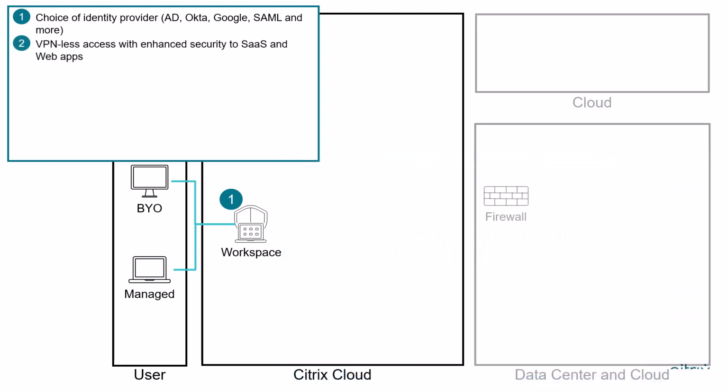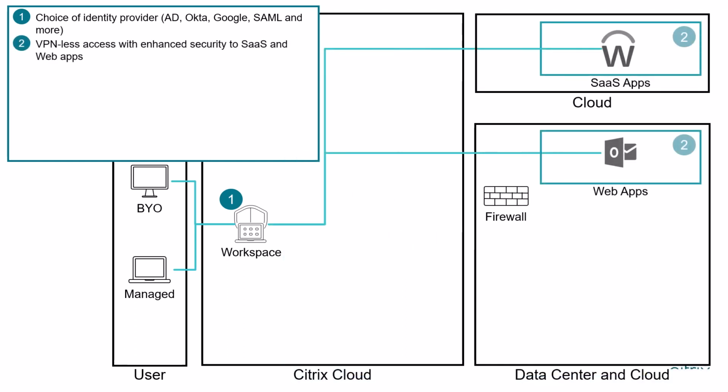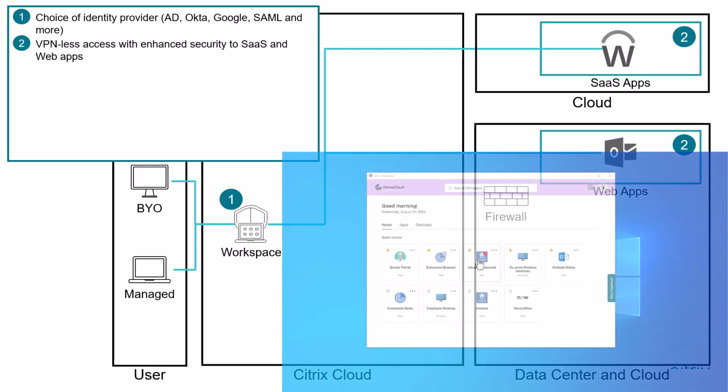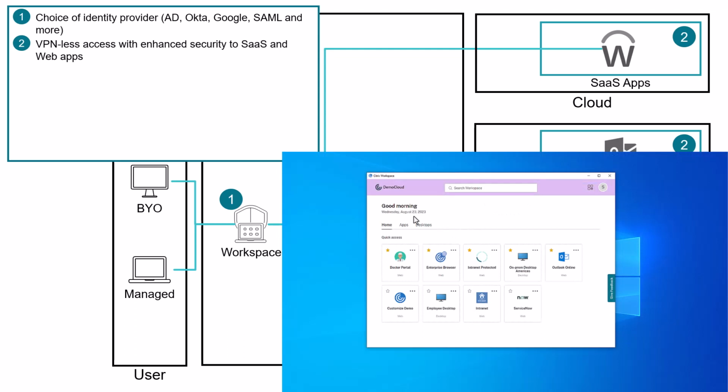Two of the resources a user can access are SaaS and web apps. One of the challenges with web apps is that they are located within the organization's internal network. Traditionally, users would have to install, configure, and launch a VPN, assuming it is available on their endpoint device type. With Workspace, any device can access any authorized resource without the need for a VPN.